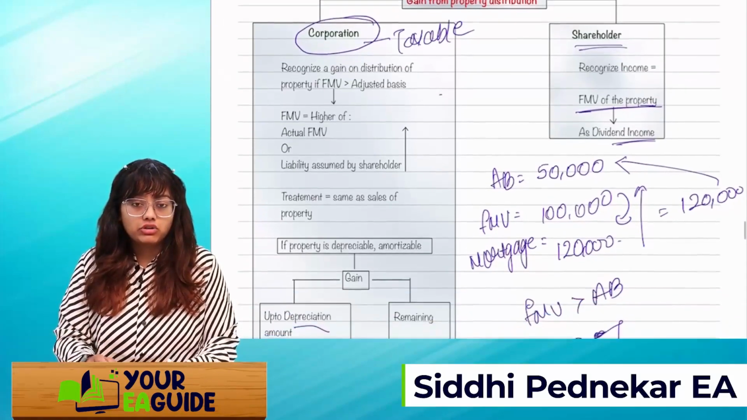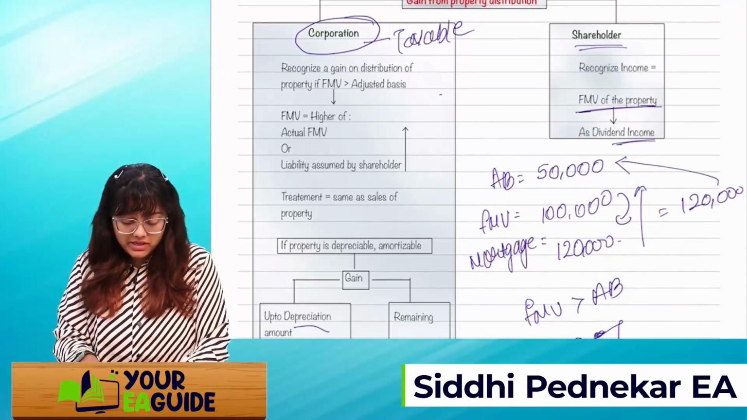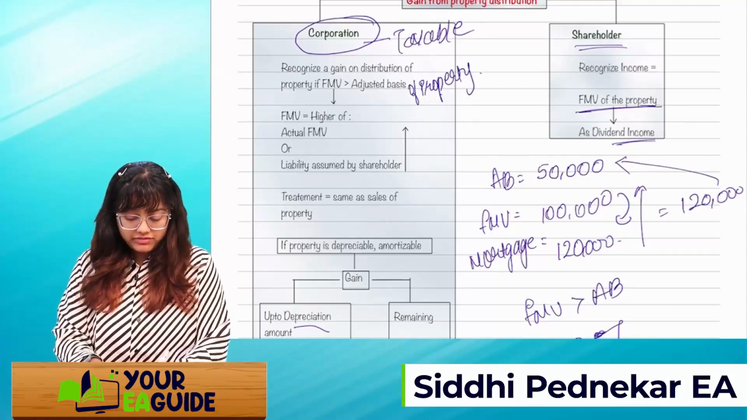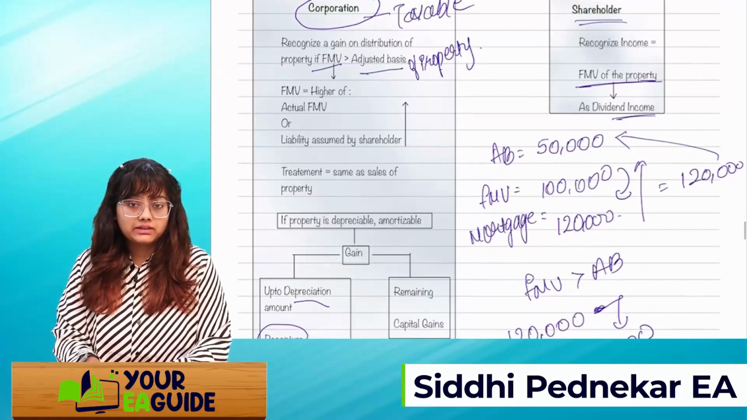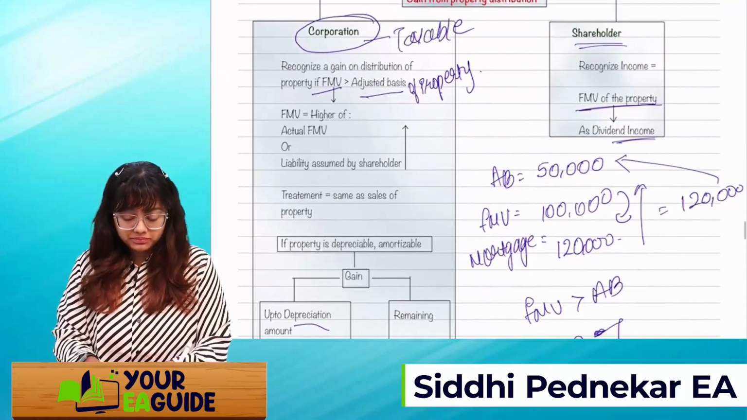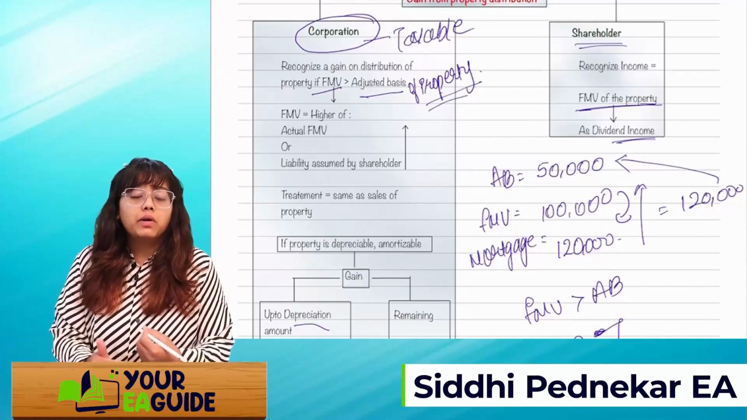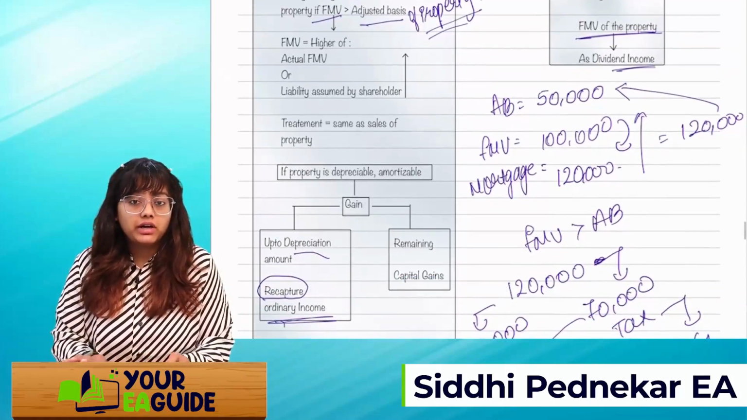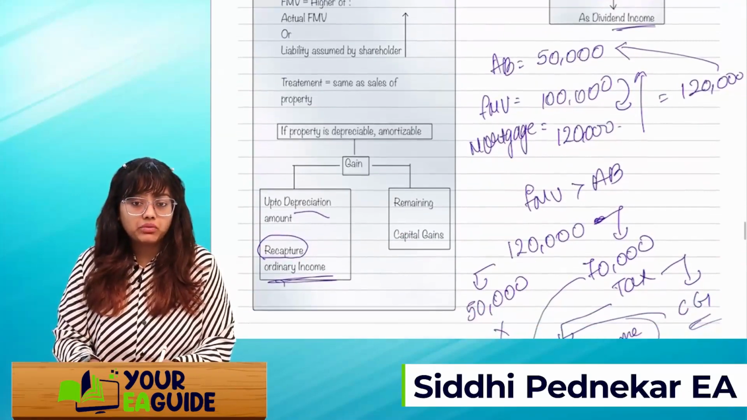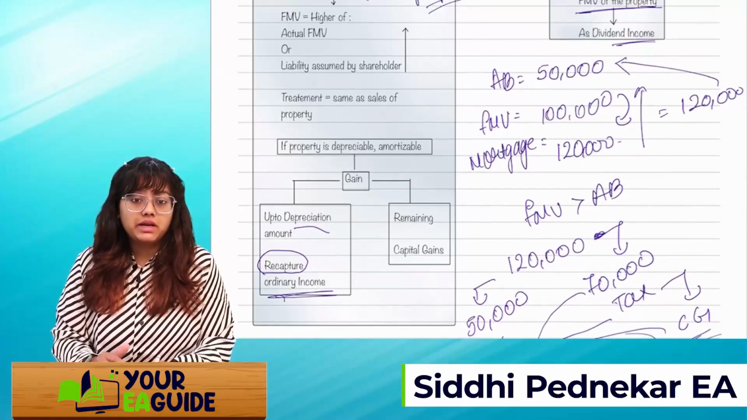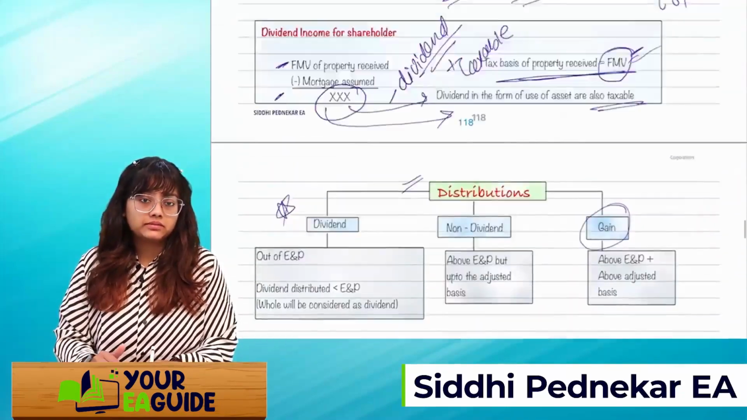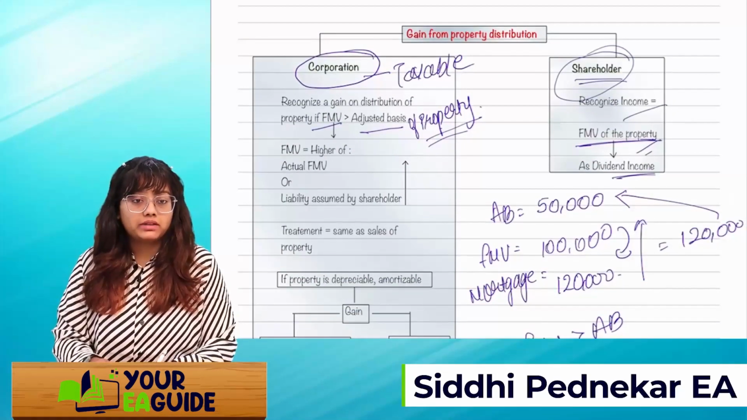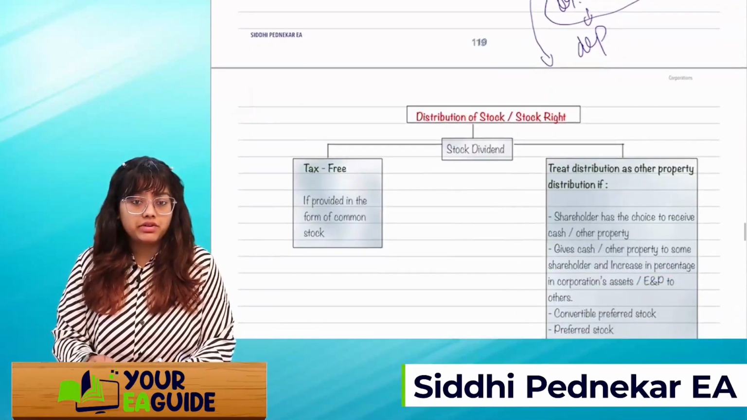In other words, you will compare the FMV with the adjusted basis of property. If your FMV is more than the adjusted basis of property, then it will be taxable. How much will be taxable? Whatever is the difference over and above that adjusted basis, but it will again be divided into two. Up to the depreciation amount, it will be recaptured ordinary gain, and whatever is remaining will be capital gain. All right. And for the shareholder, it's straightforward. Whatever is the FMV will be taxable as dividend income.